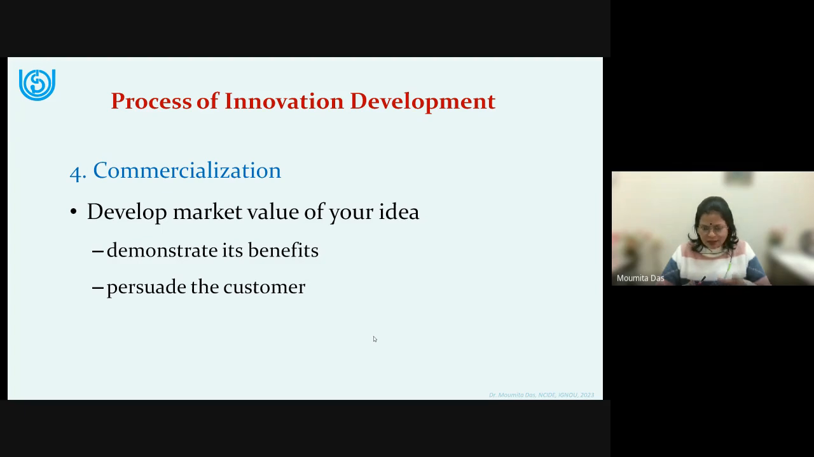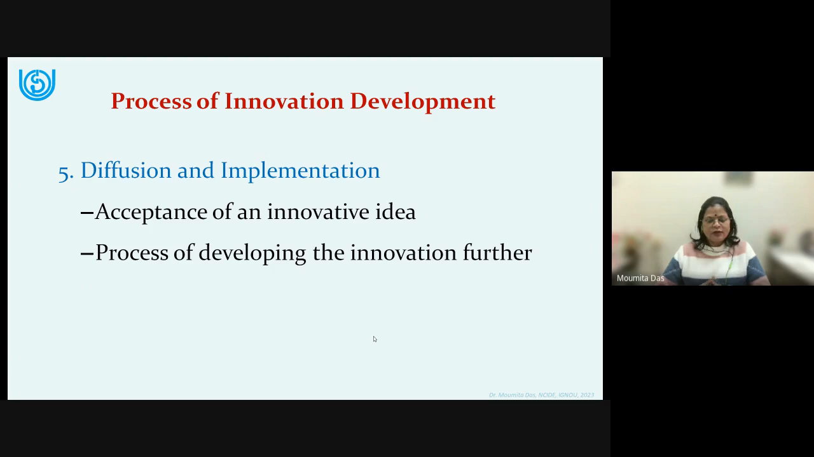And this is the time when you develop your business plan. In fact, you will have to have a unique proposition. What is unique about your product? You have to show it at this stage. And the fifth one is diffusion and implementation.